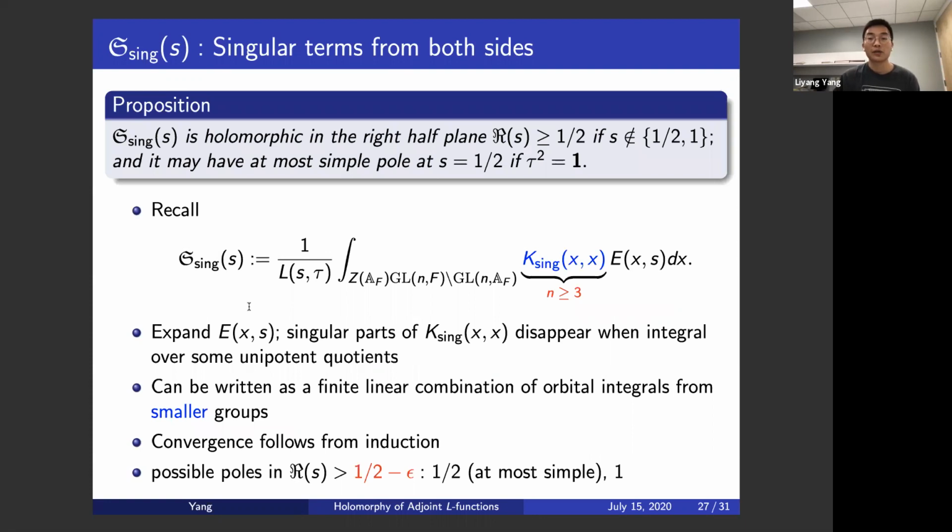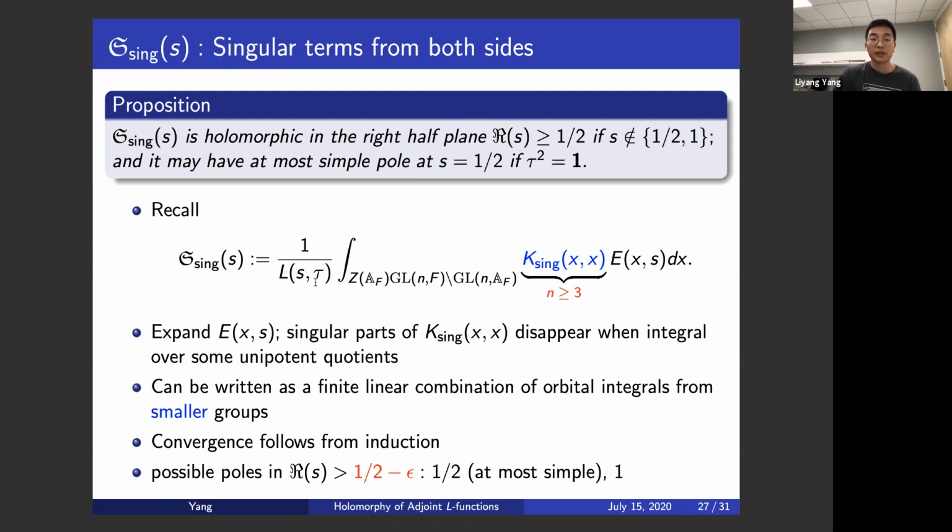I don't have enough time to give a full description of this, but the upshot is that it's holomorphic in the right half plane, and it has just two possible poles, and that's at the central point, it's at most simple. And this pole happens if and only if tau squared is 1.